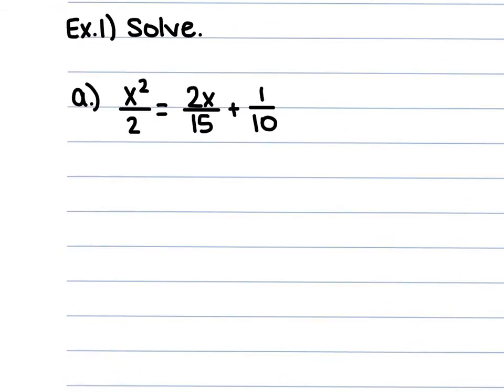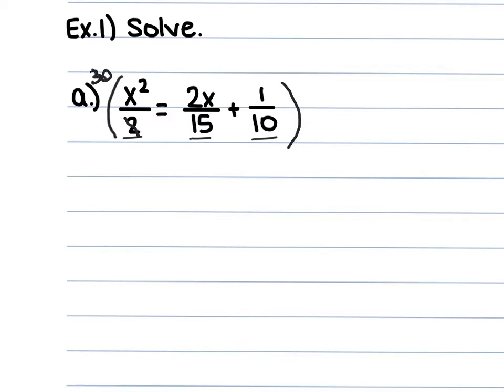Like, we're going to look at this, and do we see that there are 3 fractions going on there? We've got x squared over 2 is equal to 2x over 15 plus 1 over 10. Do we agree that this would at least be a lot easier if there were no fractions? So one of the things we can do to get rid of the fractions is find a number that 2, 15, and 10 all go into. They all go into 30, and watch what happens when I multiply everything by 30.